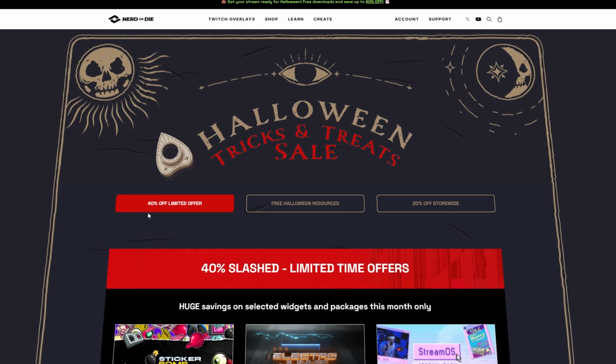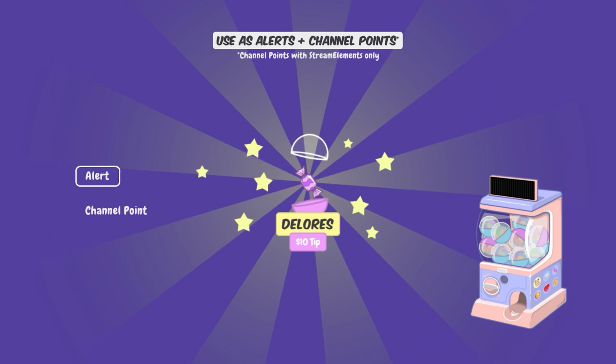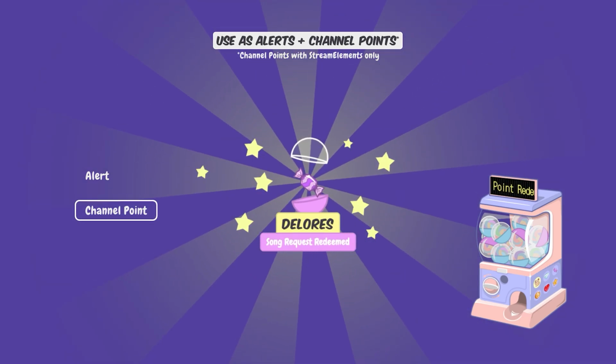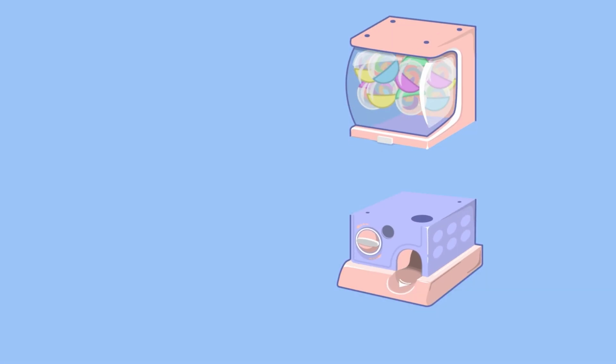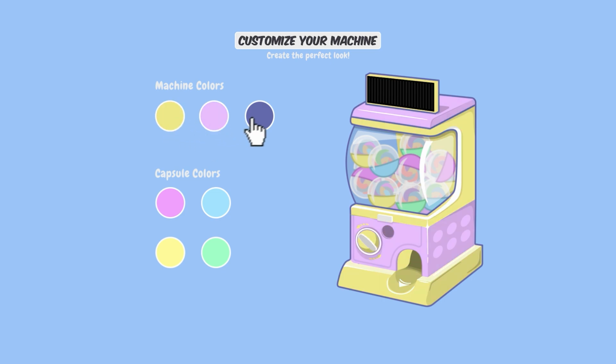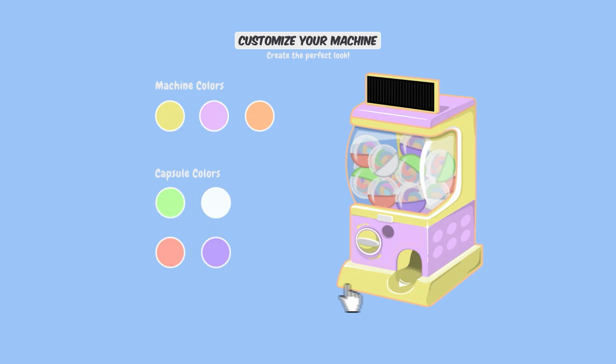But anyways, let me show you how to set up this brand new alert, because it's very simple to set up, but it has a ton of options built in. You can customize your emotes, you can customize the scale, the colors, all sorts of things. Let's get right into it.